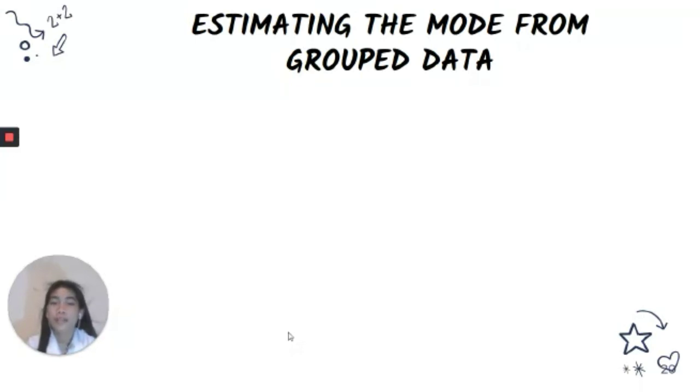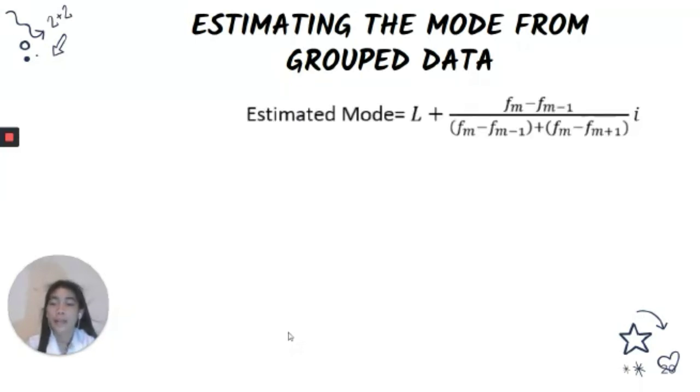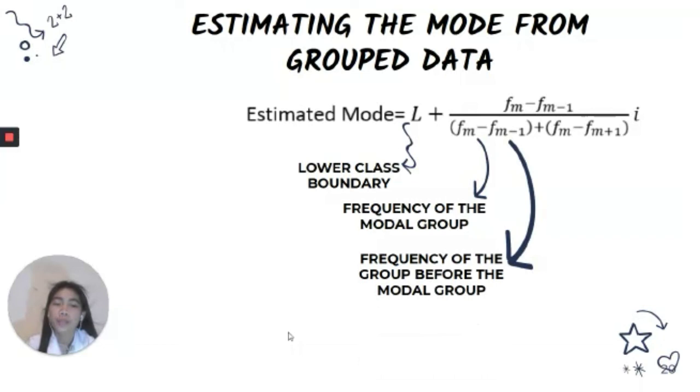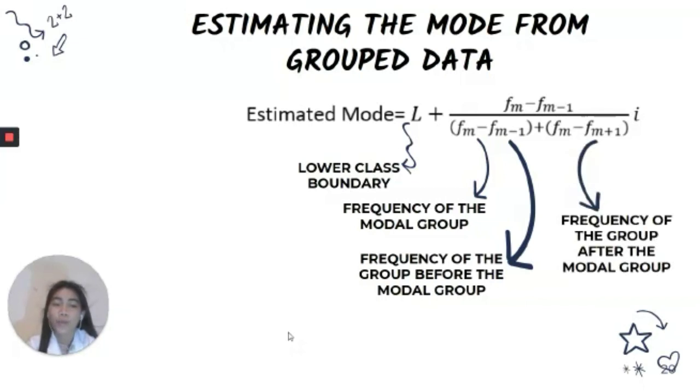So, how to estimate the mode from group data? Ito po yung formula. Estimated mode, lower class boundary plus f sub m, which is the frequency of the modal group. f sub m minus 1 is the frequency of the group before the modal group, and f sub m plus 1 is the frequency of the group after the modal group, and i is the interval.